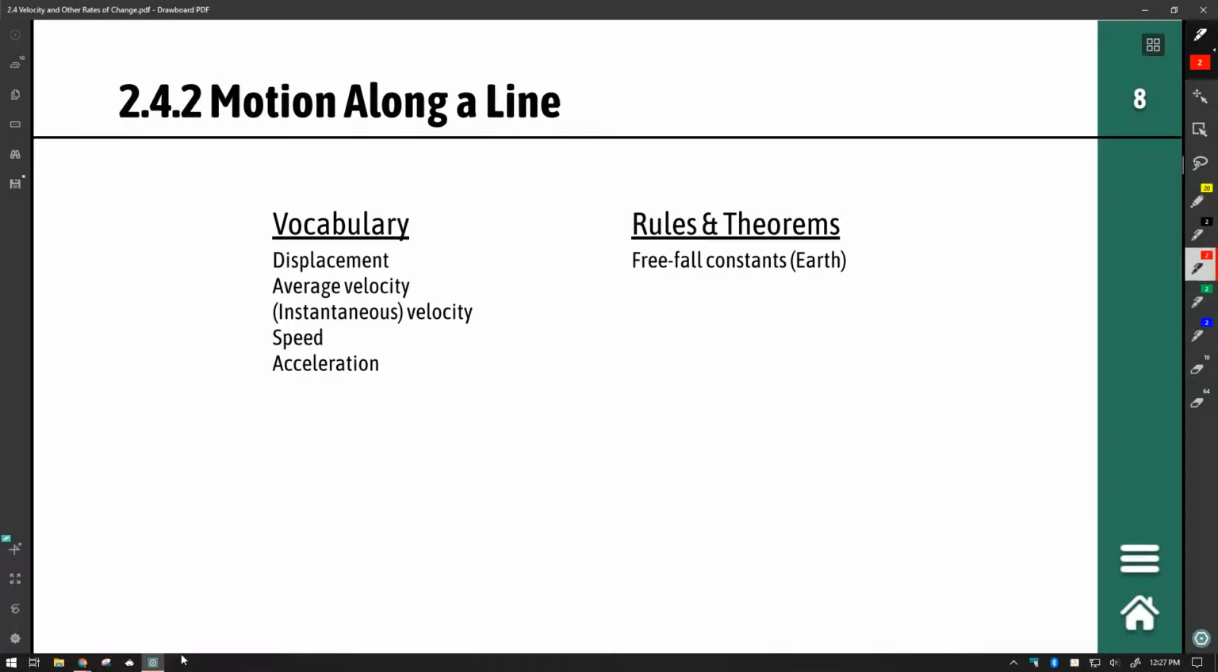All right, we move next to 2.4.2, motion along a line. We're going to see a lot of new vocabulary in this section, including displacement. We've already talked about average velocity, but we're going to give it a new twist. We'll learn instantaneous velocity. We're going to talk about the meaning of the word speed and finally acceleration. And there will be some new rules here, and they're the free fall constants for planet Earth.